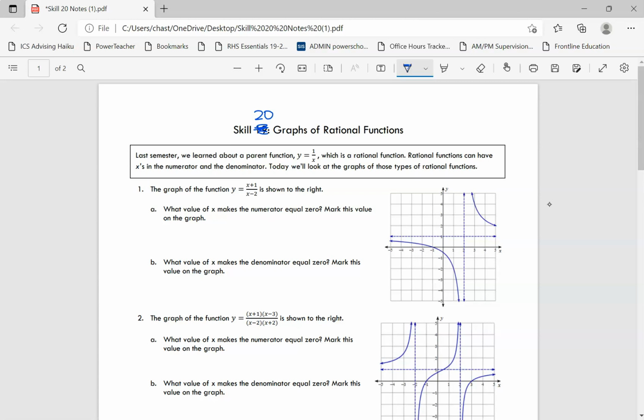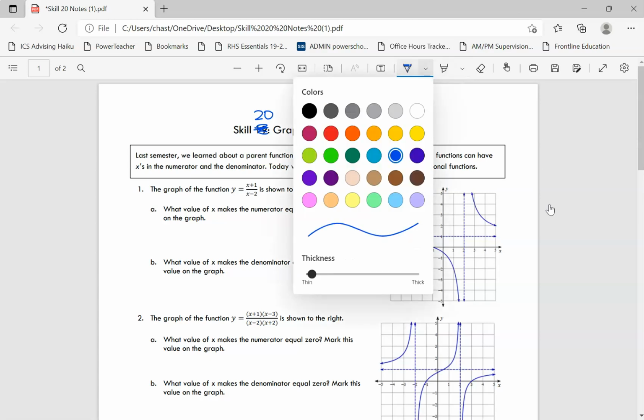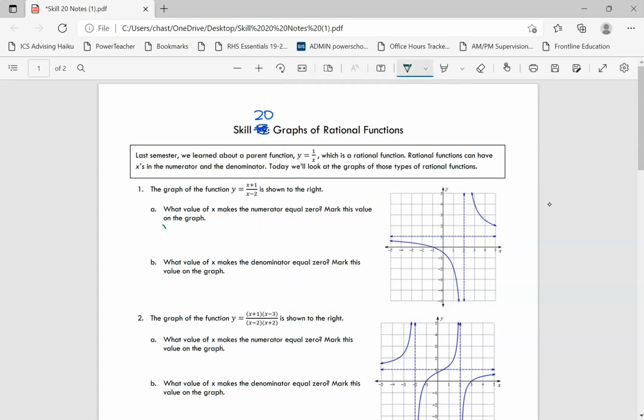Anyway, so first thing we want to look at is the graph of the function y equals x plus 1 over x minus 2. So you can see that graph on the grid over here. It says what value of x makes the numerator equal to 0? Okay, so if I just take x plus 1 equals 0, we subtract 1 on both sides, and we get x equals negative 1.